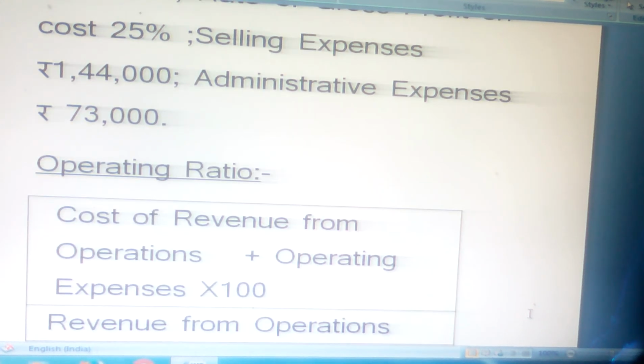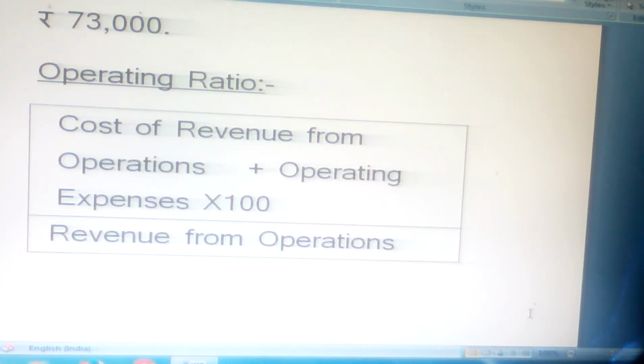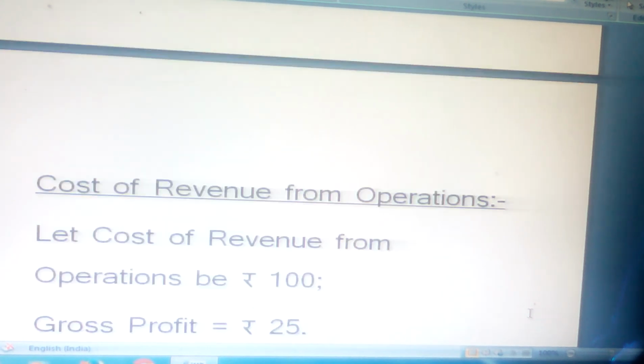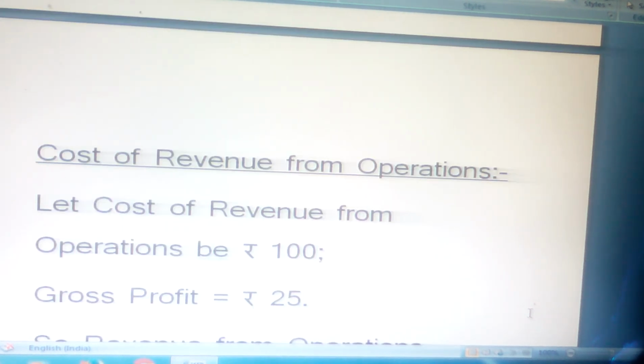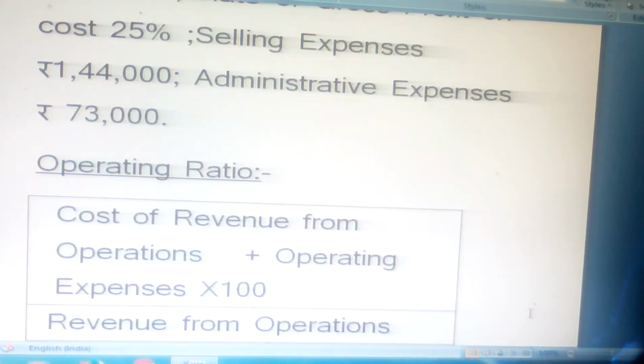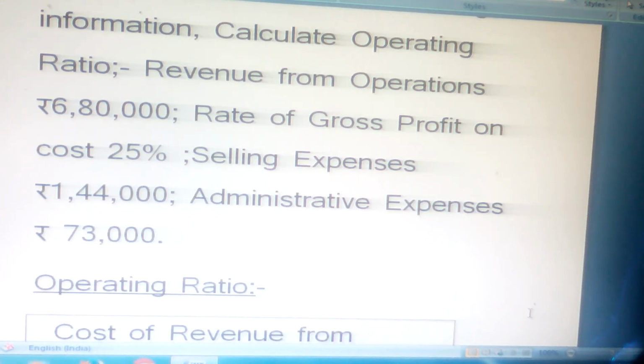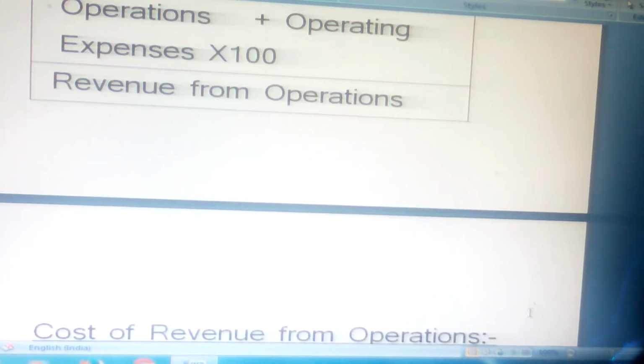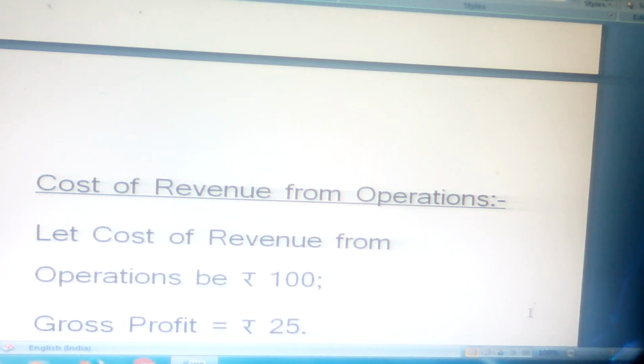What is the formula here? Operating ratio equals cost of revenue from operations plus operating expenses, divided by revenue from operations, into 100. Okay, that is the formula here. So we are going to discuss first cost of revenue from operations. Here, they have given the rate of gross profit, 25% profit on cost.